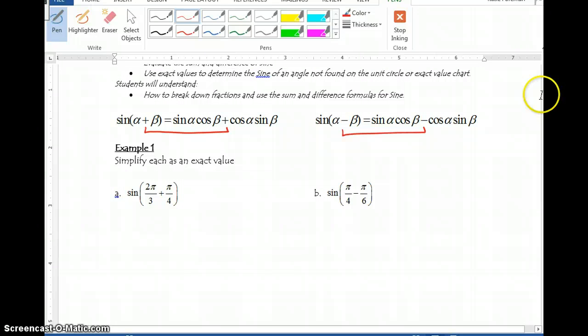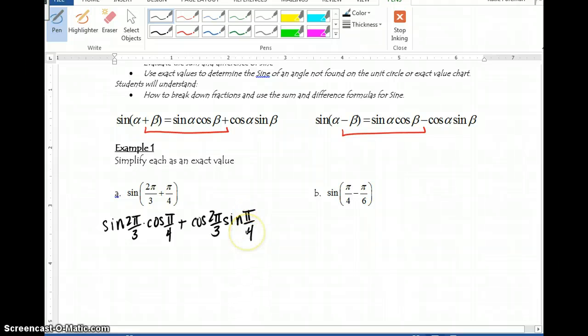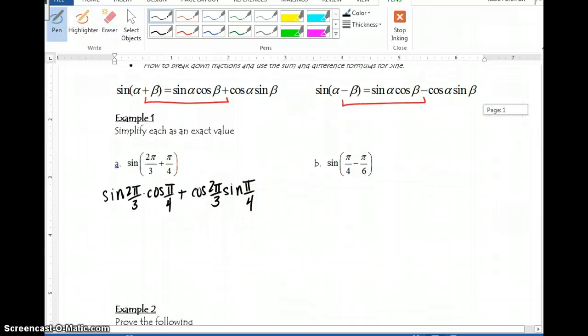So simplify as an exact value. According to the expansion, sine of the first angle measure times the cosine of the second angle measure. Keep the operation the same. Cosine of the first angle measure times the sine of the second angle measure. Now when you're done the expansion, you're taking the sine and cosine of each angle measure, but notice that alpha and beta have to be in each term. So you take the sine and cosine of the angle measures, and then you take the cosine and sine of the other angle measure that was given.